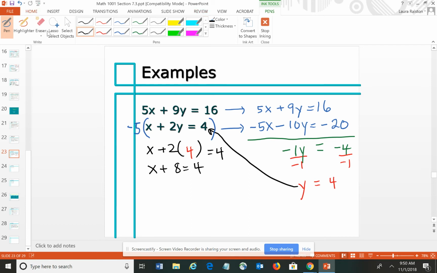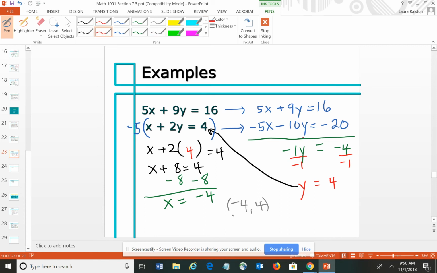And then again, I have a pretty basic equation that I can solve for x. I'm going to subtract 8 from either side. So I have x equals -4. So the ordered pair that's a solution to this problem would be -4, 4. I have a single solution.